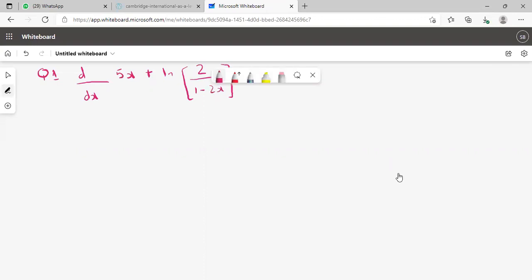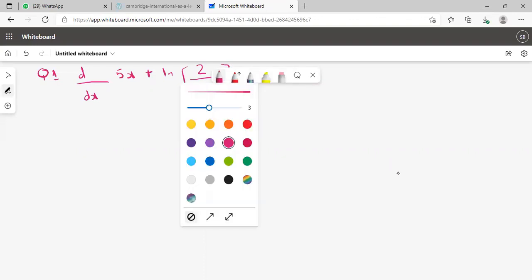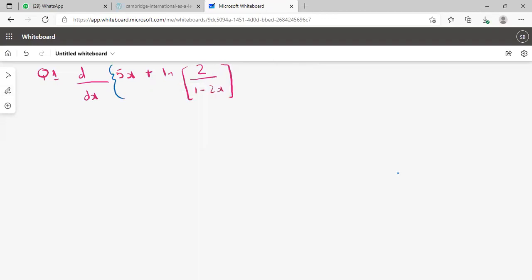Okay, so I need to change the color. Let's use blue color now. Right, let me just highlight the question properly. So we have been asked to differentiate this whole thing, okay? Let's talk about the solution. What is the derivative of 5x? It would be 5 simply, right?